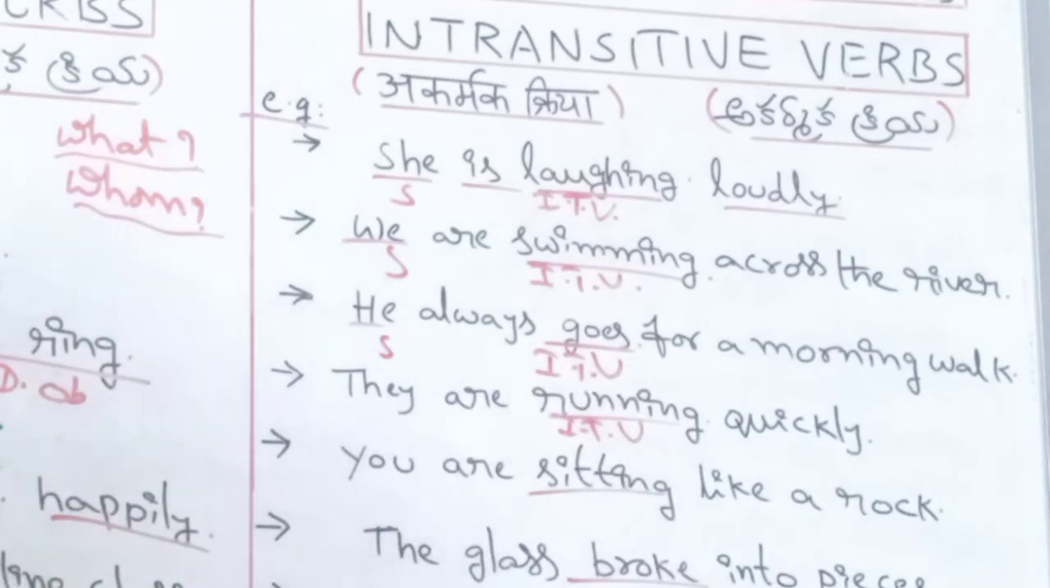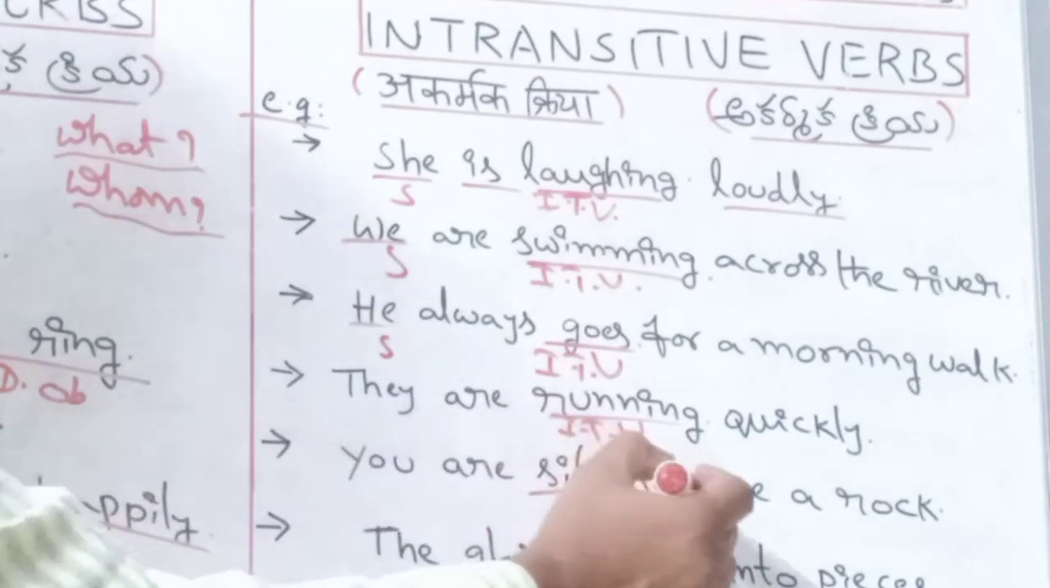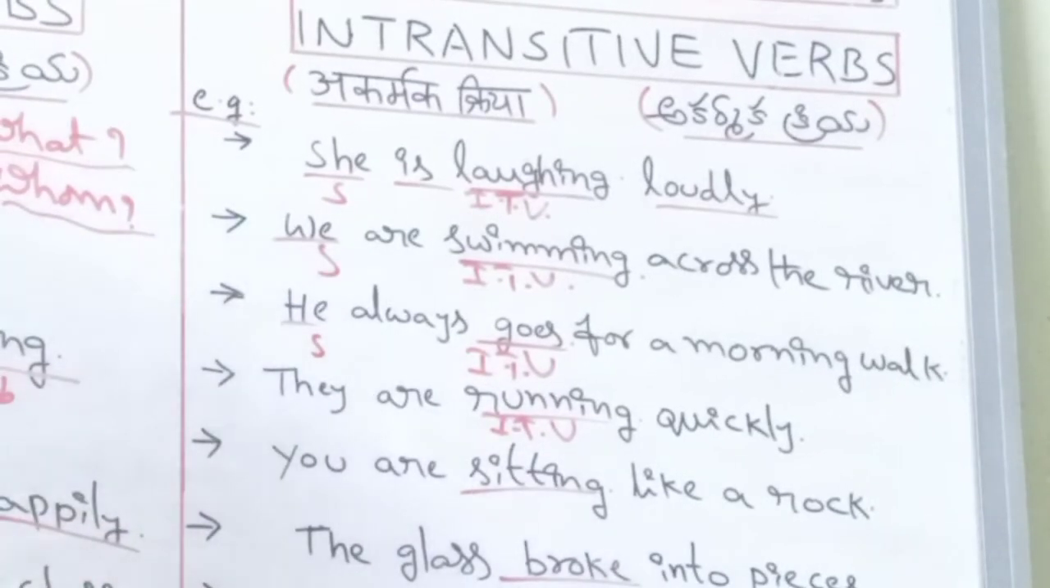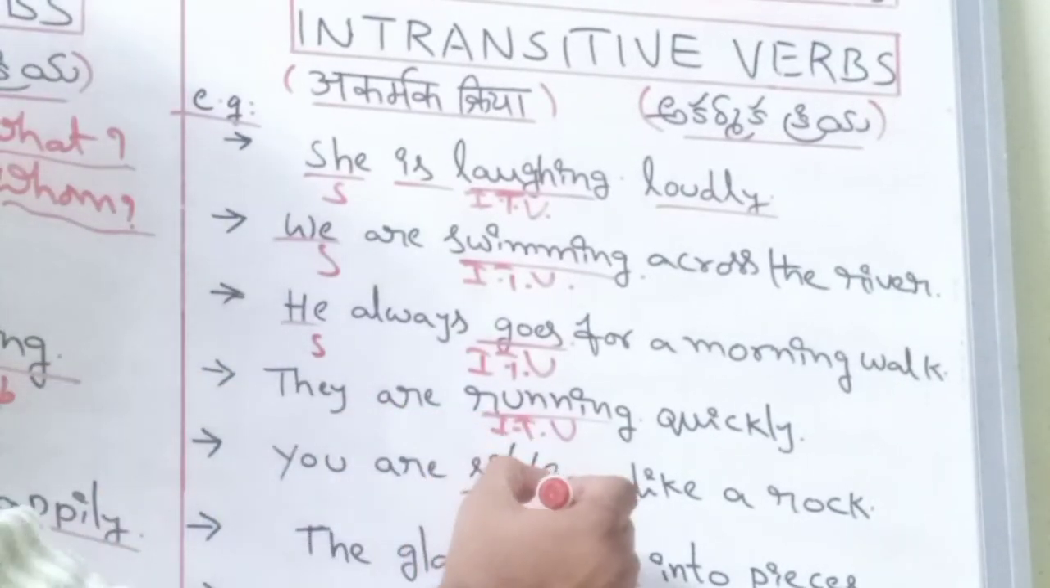Next one. You are sitting like a rock. You are sitting. You are sitting what? No answer. You are sitting whom? No answer. So sitting is also an intransitive verb.